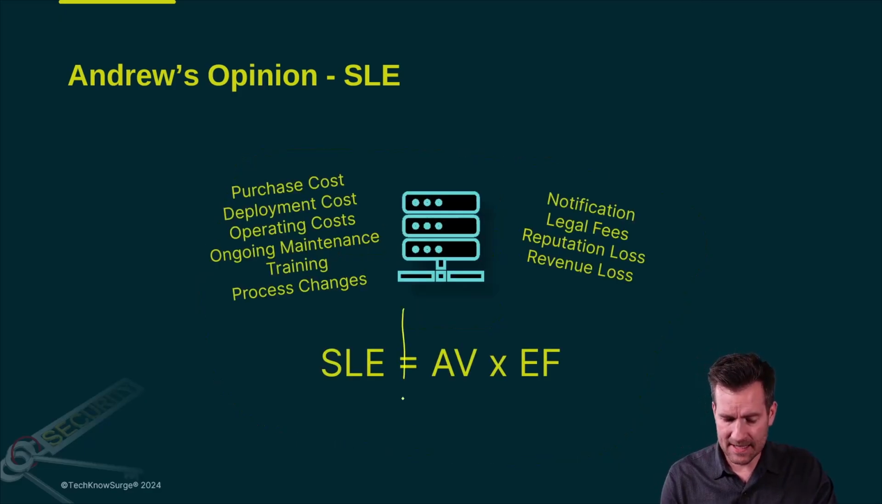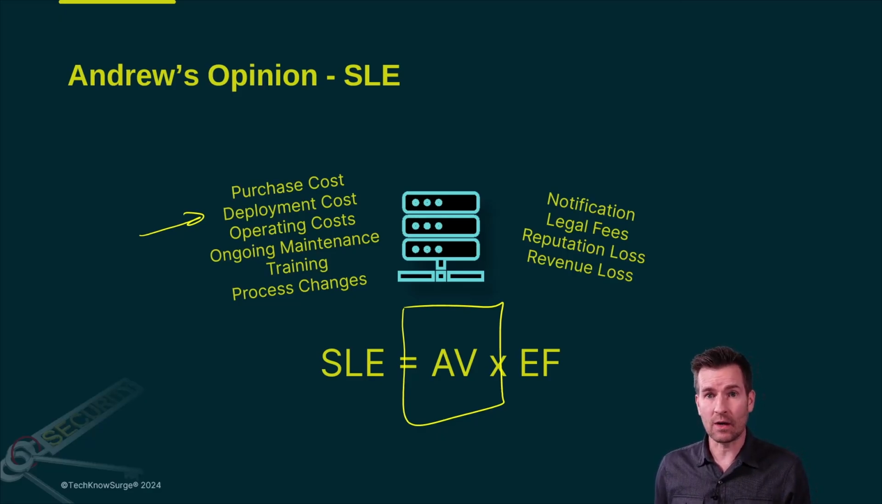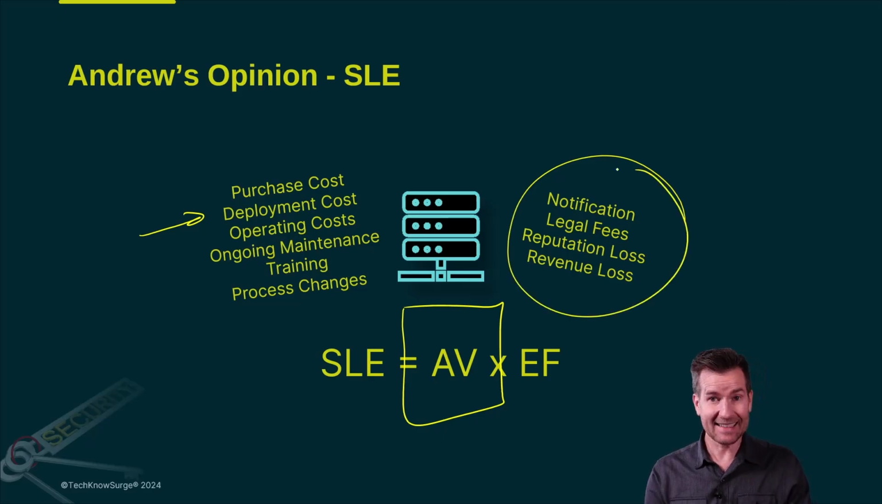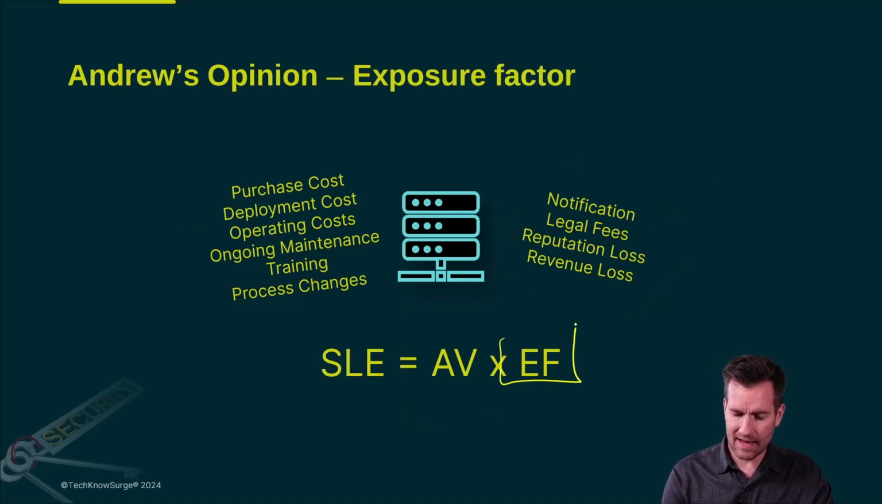Even if it was a specific asset that was stolen or something happened to it, we still have to look at redeploying or fixing it, or whatever goes into fixing the issue. Not to mention, if it had data on it, in this case, servers were stolen, then there are the notifications, legal fees, reputation loss, and revenue that we still have to calculate for. We still have to understand that impact. So really, the asset value is a terrible thing to use for a single loss expectancy. And on the other side of this, we have the exposure factor.